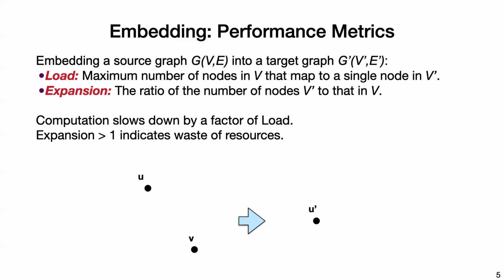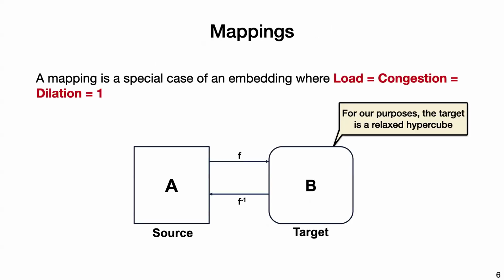Okay. So a mapping is just a specific case of an embedding where the load, the congestion, and the dilation are 1. So there's a one-to-one mapping between the vertices and the edges. And like I said, we're trying to map into the relaxed hypercube. So we ideally would like to make mappings rather than general embeddings, because they have nice properties about the performance of the embedding.